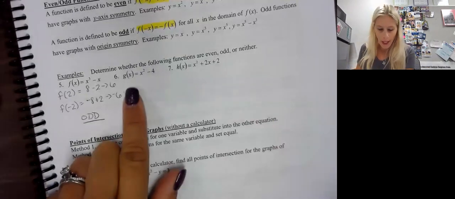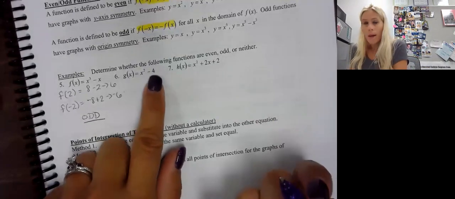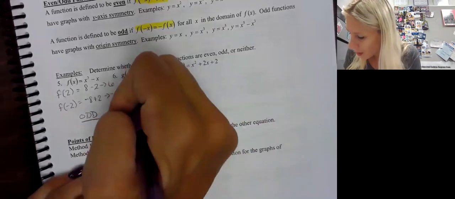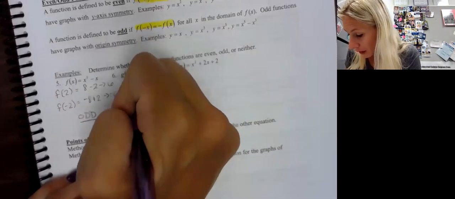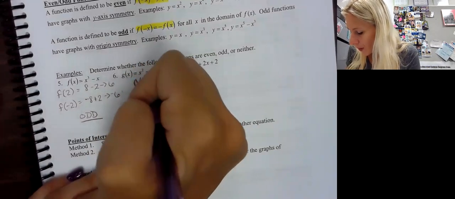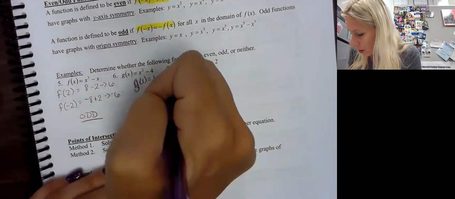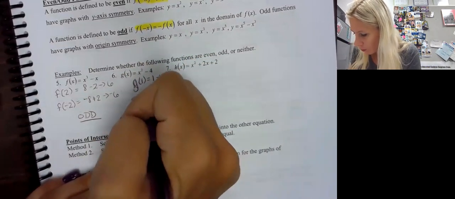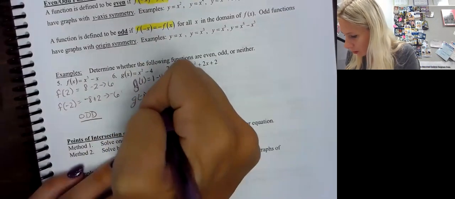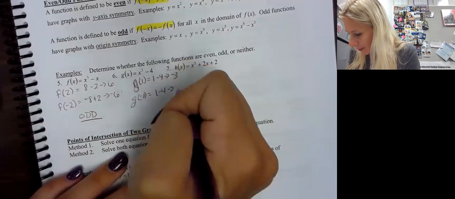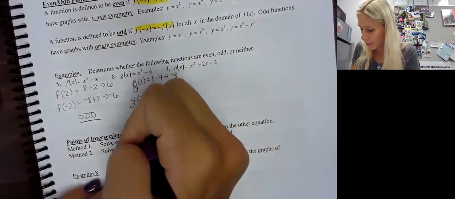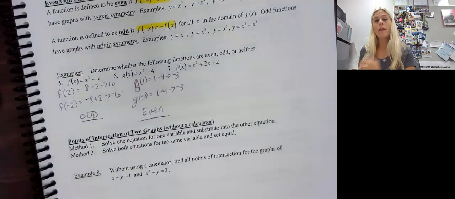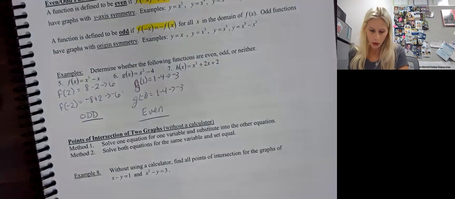Okay, let's do it again. I'm still gonna use, I might not want to use 2 because of the 4 here, but let me see if 1 works well. Okay, so g of 1 equals 1 minus 4, which is -3. g of -1 equals 1 minus 4, which is -3. Because they are the same, it is an even function. And of course, that would be a y symmetry.